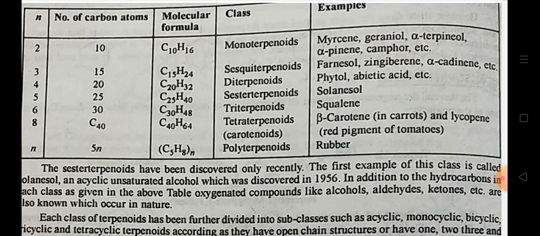If the value of n is 6, the number of carbon atoms is 30 and the molecular formula is C30H48. The classification is triterpenoids. Example is squalene. If the value of n is 8, the number of carbon atoms is 40 and the molecular formula is C40H64. The classification is tetraterpenoids or carotenoids. Example is beta carotene in carrots and lycopene, the red pigment of tomatoes. If the value of n is n, the number of carbon atoms is 5 times n and the molecular formula is (C5H8)n. The classification is polyterpenoids and the example is rubber.